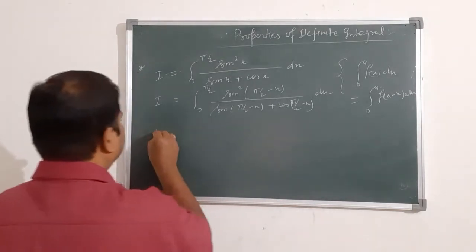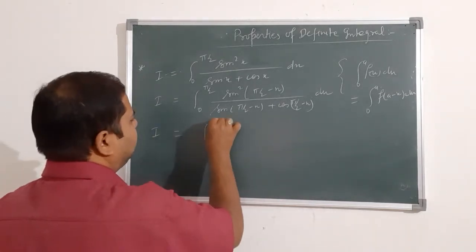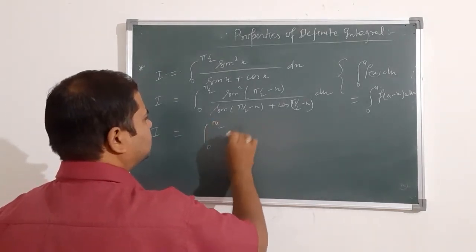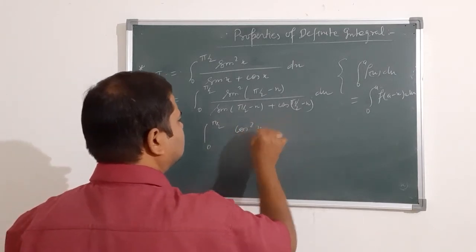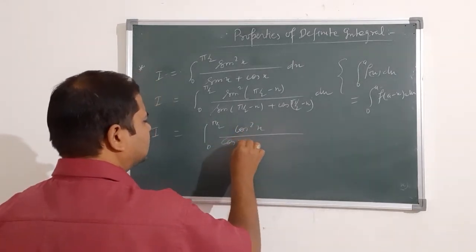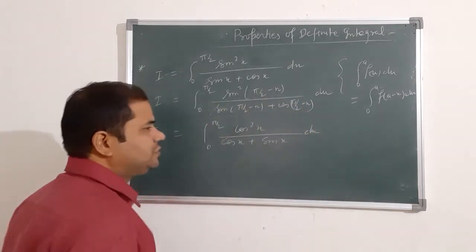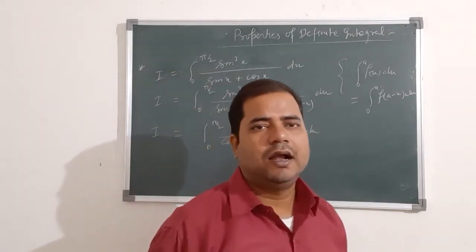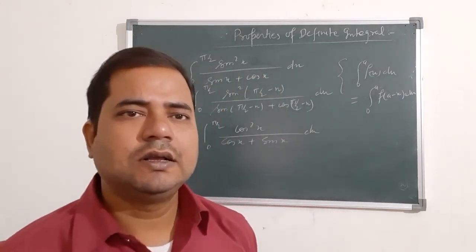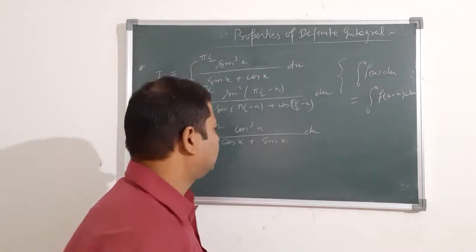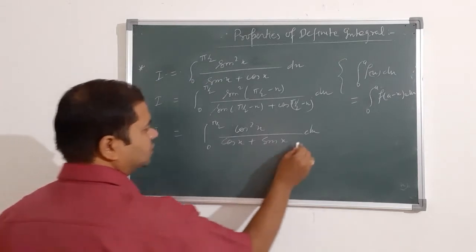So this can be written as I is equal to integral from 0 to pi by 2 of cos square x upon cos x plus sin x dx. As you know, sin (pi by 2 minus x) is cos x and cos (pi by 2 minus x) is sin x. Okay, so this is equation number 2.